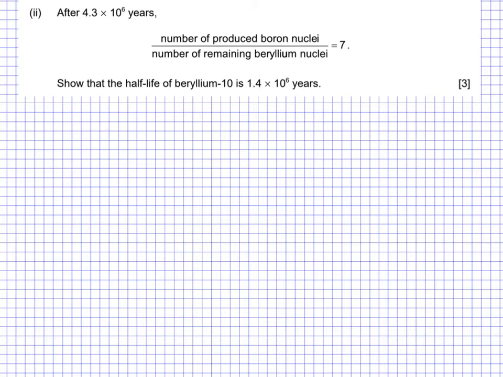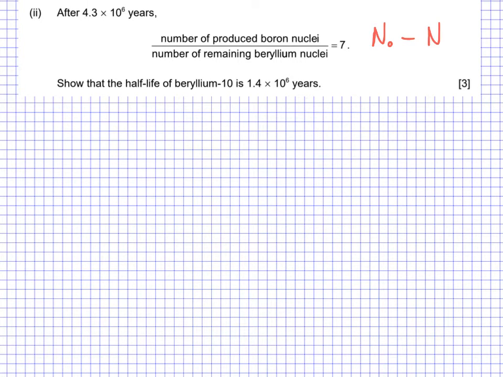So we're told that after 4.3 times 10 to the 6 years, there's a ratio between the number of produced boron nuclei and the number of remaining beryllium nuclei. So remember that the beryllium is the parent and it's going to decay down to boron. So the number of produced boron is the number of daughter material that would be at this time. So that's going to be the original amount of beryllium minus the new amount of beryllium. Okay, so the difference between the original and the new amount of beryllium is going to be the boron.